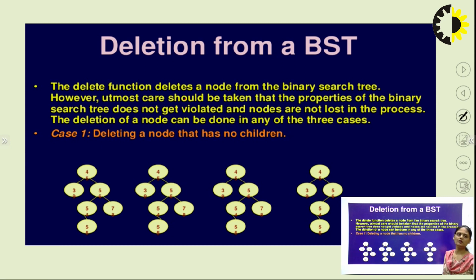So let's see case 1. Case 1 says deleting a node that has no child. In case I want to delete an element such as 78, we know that there is no child node over here. Then in that case, we simply delete it. The property of the binary search tree will remain as it is, and there is no loss over here. So we delete this 78 as it is, and we can see this is the leftover binary search tree with no element 78. So this is case 1, a very simple case: the element has no child.